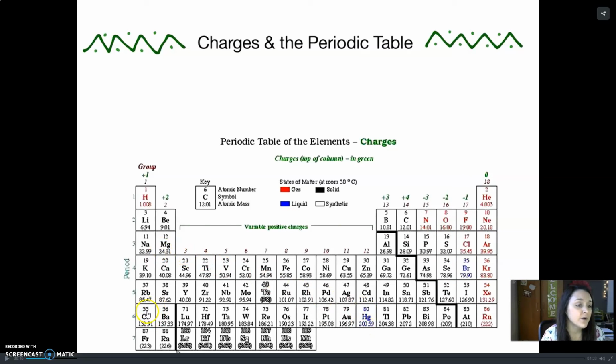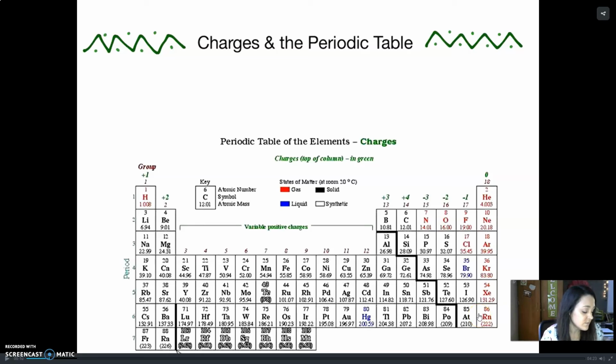Remember, if we want to know how many valence electrons something has, we look at its group number. So everything in group 1 has 1 valence electron, everything in group 2 has 2 valence electrons. Skip all of these. Everything in group 13 has 3 valence electrons, 14 has 4, 15 has 5, 16 has 6 valence electrons. Remember, valence electrons are in the outside shell. 17 has 7 valence electrons, and 18 has 8. 18 is full. They have a 0 charge. They don't bond with anything. They don't react because they have a full outer shell of electrons.